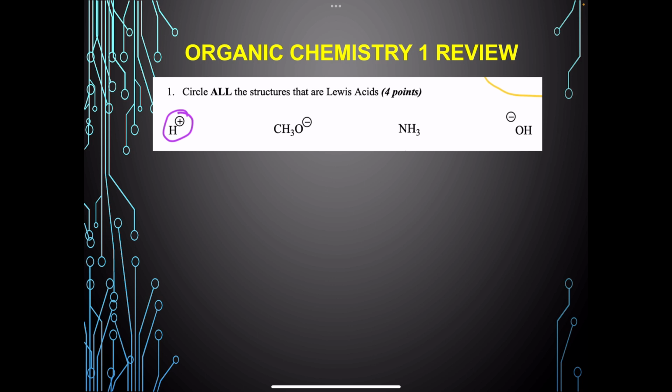The second structure is a methoxide, CH3O-. That one will donate electron pairs, so that will be a Lewis base, not Lewis acid. The third structure, ammonia, NH3, has electron pairs and therefore it's going to donate electron pairs. So that will also be a Lewis base, not Lewis acid. And the last structure is a hydroxide ion, OH-. That will also donate electron pairs and therefore it will be a Lewis base.